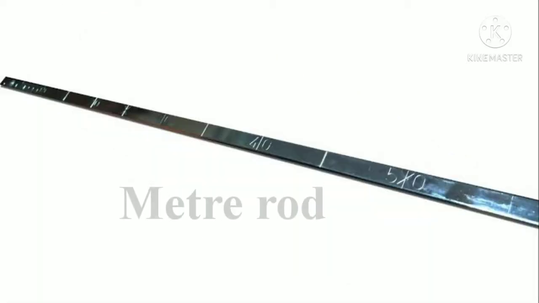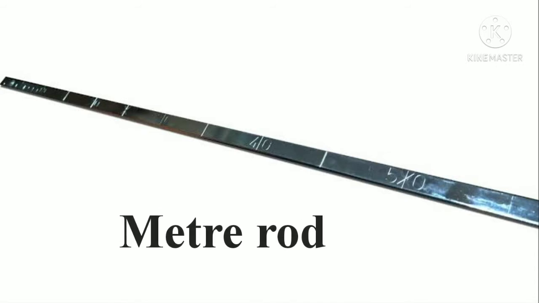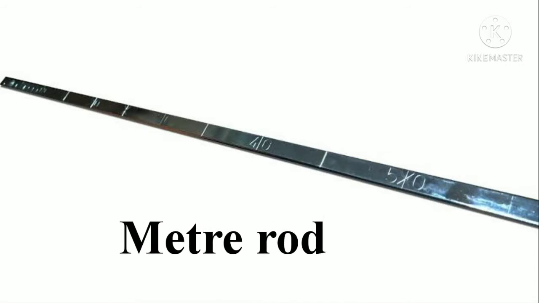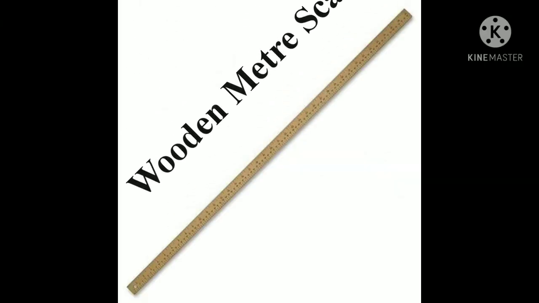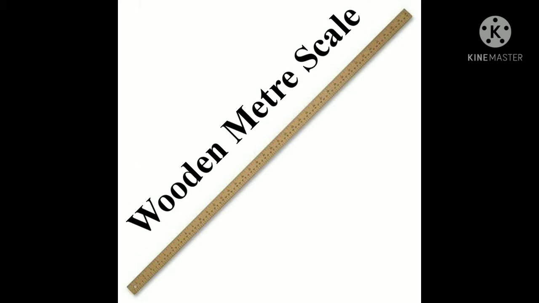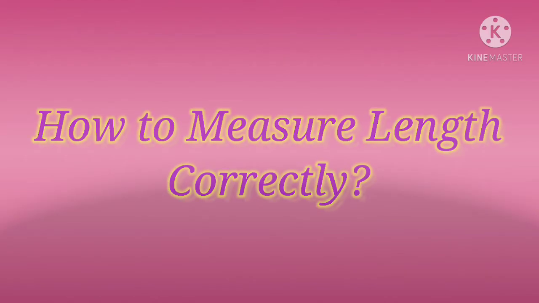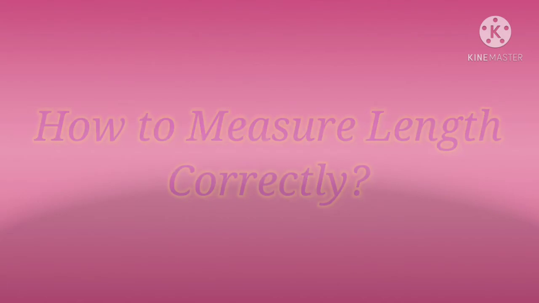Next, the meter rod. The meter rod is used by the cloth merchant. He will measure it and give you how many meters of cloth you need. Next is the wooden meter scale. The wooden meter scale is used in the science laboratory of the school. So these are all types of measuring devices we use day to day. Now, we have to talk about how to measure correctly, and how to make proper use of these instruments.